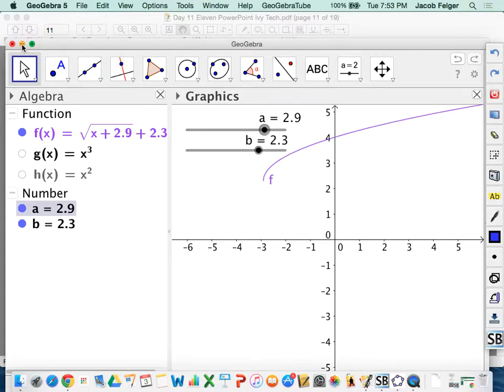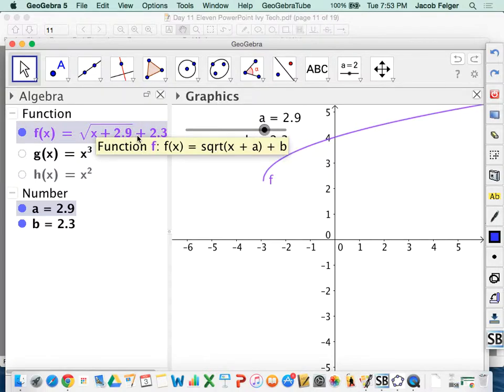Okay, later on when we do parabolas, we're going to look at exactly the same thing to take a parabola and shift it around the graph.